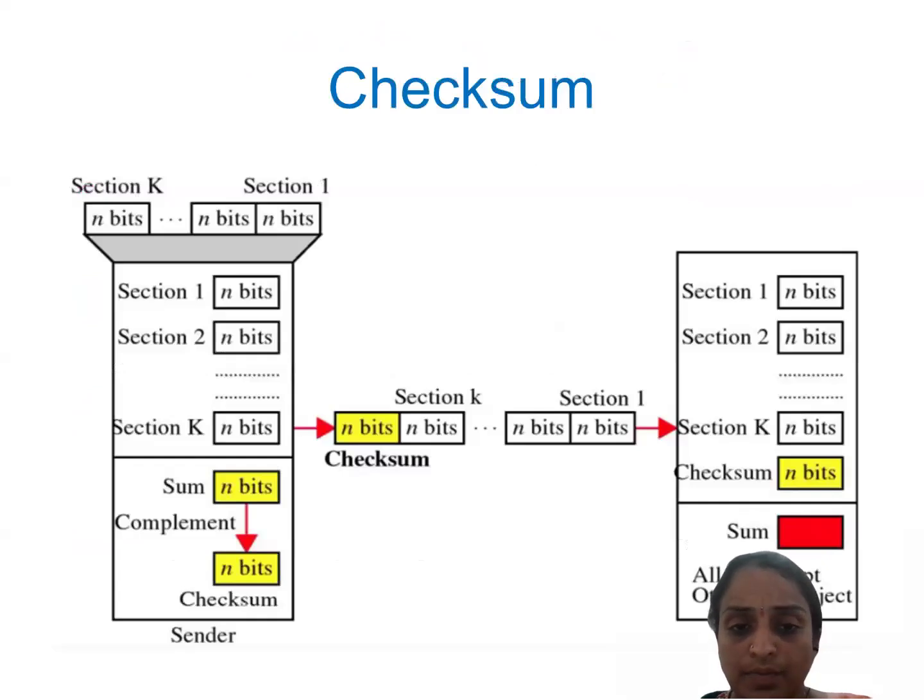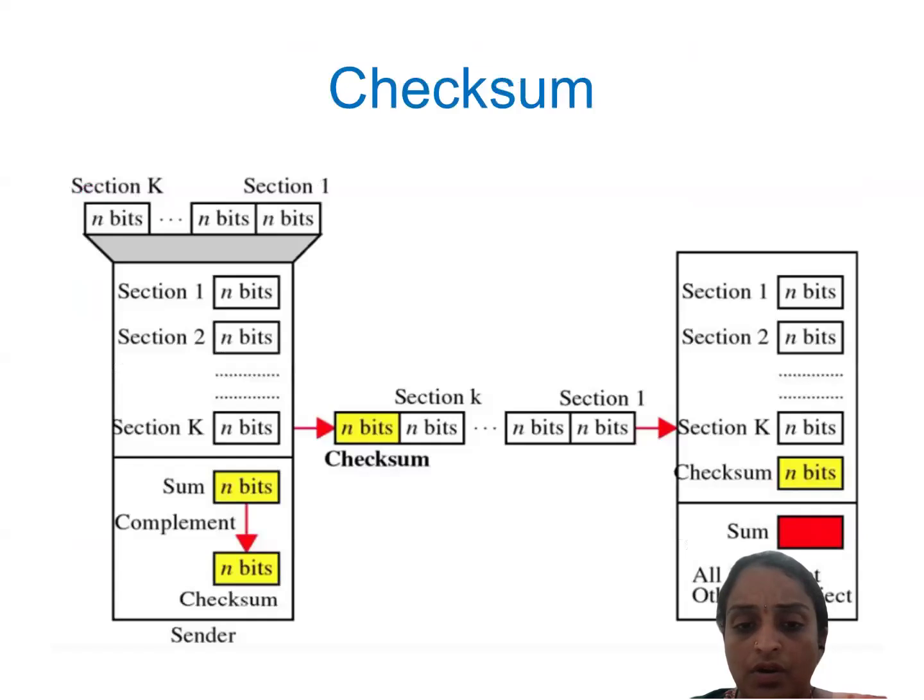This is the checksum procedure. Here, the data is divided into a number of segments. Each segment contains the same number of bits, n bits. Here we have sections 1 to k, all having the same number of bits, n bits. After adding all these segments, we get the sum. We complement that, and the output of the complement is the checksum.